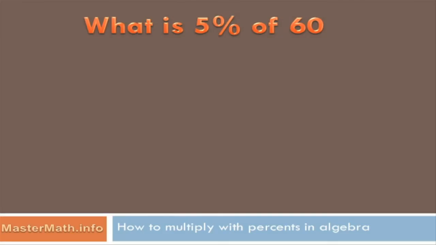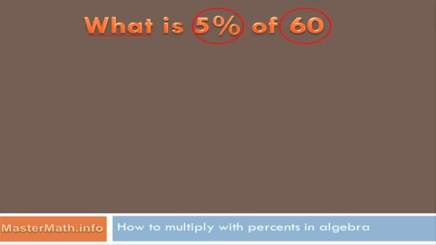What is 5% of 60? Well, that's a multiply with a percentage in algebra problem. How do we solve this? Well, the first thing I do is circle the numbers and underline the question. The numbers are 5 and 60, and the question is what, or what is.